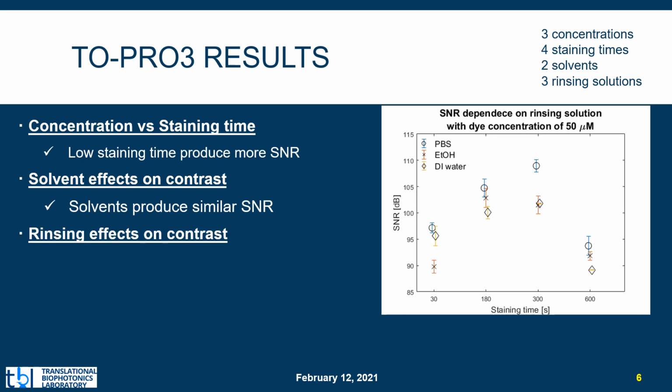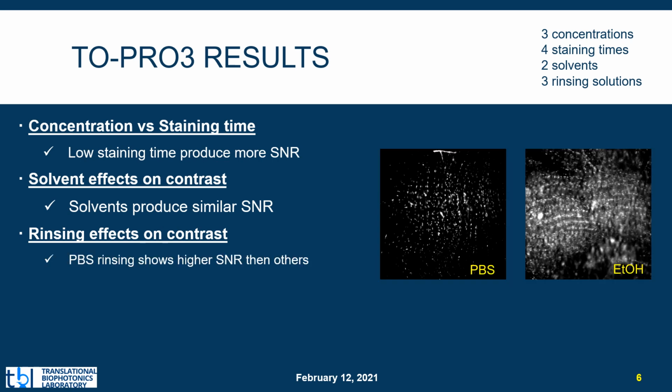On the other hand, rinsing solution made a significant difference between PBS and the other 2 solutions. To emphasize this difference, we show a small image region which is rinsed with PBS and ethanol. And we can see more background with ethanol rinsing compared to PBS. These images are from the largest difference that occurred at 15 micromolar TO-PRO-3 concentration.